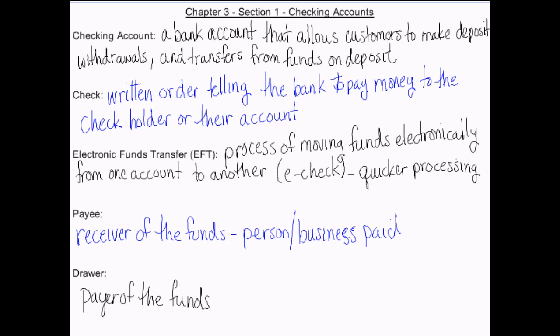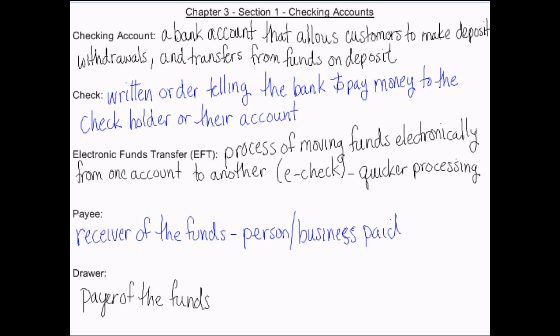A check is actually a written order. So when you write a check, which most of you probably don't actually do anymore, because people don't write checks anymore, but if you do write a check, what you're doing is you're writing a contract, essentially, telling your bank to pay money to whoever the check is written to, or to their account.